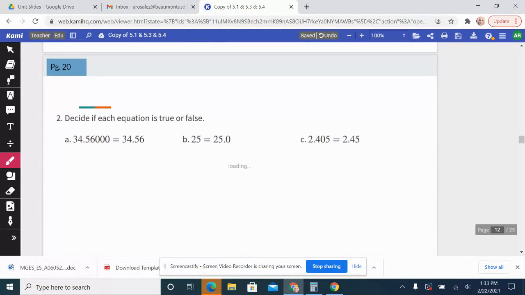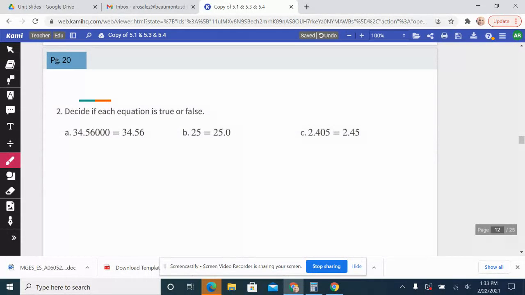Okay, so now we're on page 20 for number 2. It says decide if the equation is true or false. So you have 34.56 and some zeros. Is that equal to 34.56? The answer is true. 25 and 25.0, your answer is true. So the zeros really don't matter. They equal the same thing when they're on the ends.